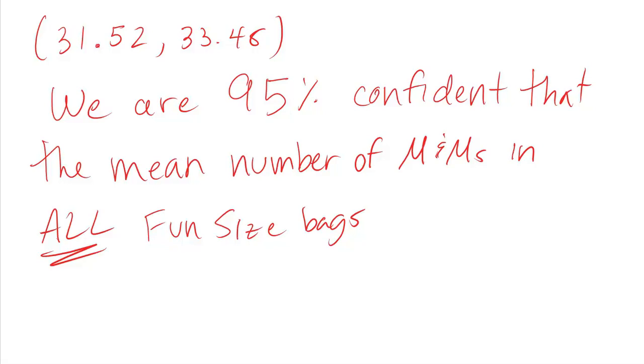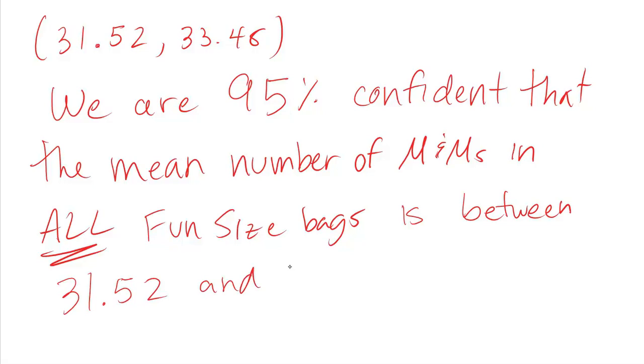Getting back to what our answer means, we're saying that we're 95% confident that the mean is between these two bounds, and so that's how we finish it. Is between 31.52 and 33.48. Sometimes it's appropriate to put units on the end, like you might say between 31.52 and 33.48 candies or M&Ms. Here I don't think that's necessary. So I would just end like this.